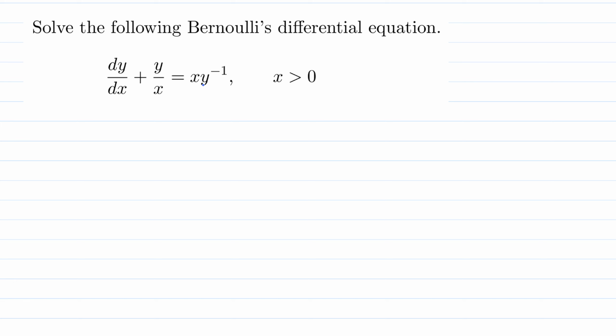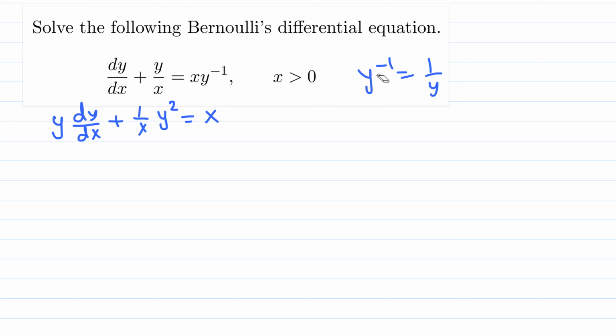So first off, we want to get rid of y raised to negative 1. So divide both sides by y to the negative 1. Y to the negative 1 means 1 over y, so dividing by 1 over y is the same as multiplying by y. Multiply through by y, then we get y dy over dx plus 1 over x times y squared equals x. Okay. Now the right hand side is good. But we make a substitution so that this converts into a linear equation.